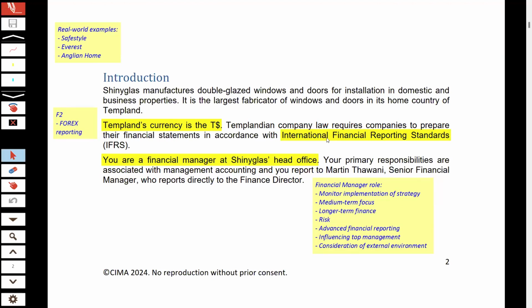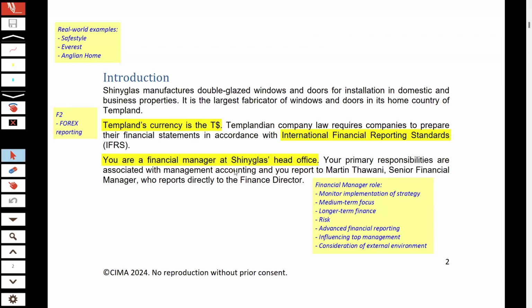It also points out, which it always does in every pre-seen, that our company follows IFRSs. So that means everything that we've learnt in F2, International Financial Reporting Standards, will apply. So if we see that Shinyglas might be developing an intangible asset, then IAS 38 would apply. If we can see that there is some kind of claim against Shinyglas for faulty windows, we can see that IAS 37 would apply, the need for a provision, perhaps.